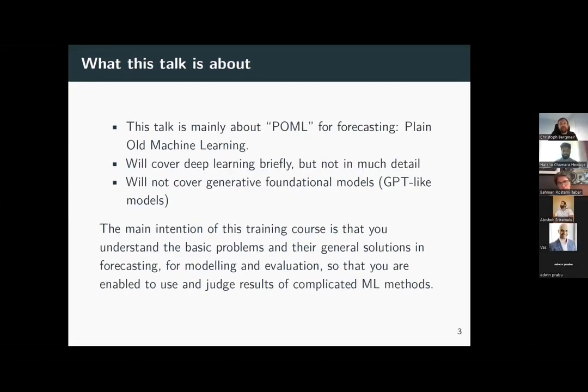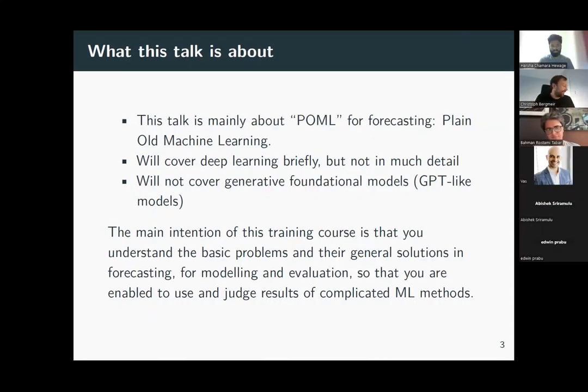So the talk today is mainly about what some people would call plain old machine learning, POML. We will cover deep learning a little bit, but not in much detail. I think there are better resources out there and people more competent to talk about it. We will also not talk a lot about generative foundational models, GPT-like things. I will talk about that in a moment quite quickly, but then we will talk about other things. So if that's what you came here for, then sorry to make you unhappy, but I hope you find it still enjoyable.